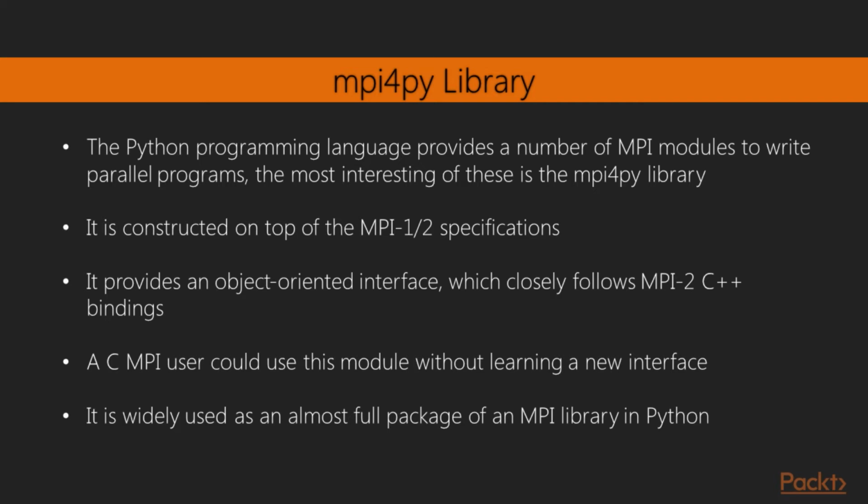It's constructed on top of the MPI 1 and 2 specifications and provides an object-oriented interface, which closely follows the MPI 2 C++ bindings. A C MPI user could use this module without learning a new interface. Therefore, it's widely used as an almost full package of an MPI library in Python.